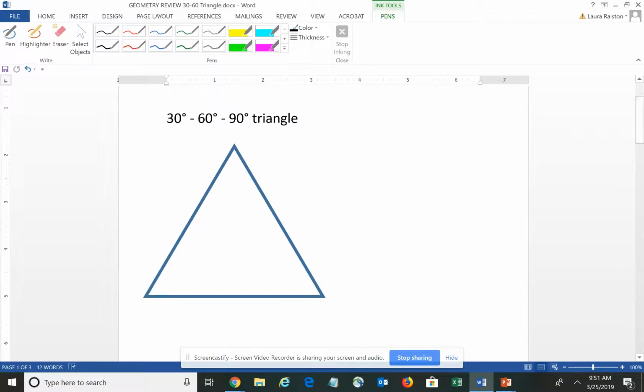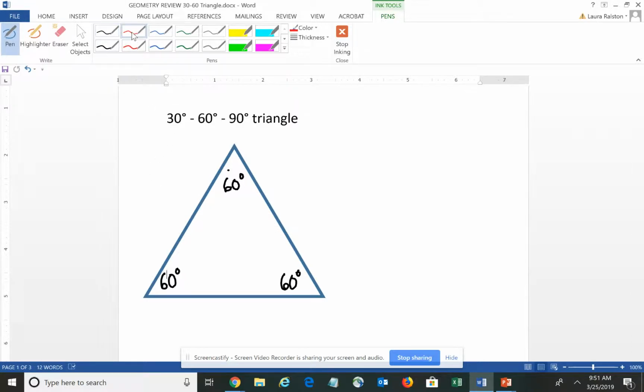So we begin with what's called an equilateral triangle. And one of the things we know about an equilateral triangle is that all three sides are the same length, which also means all three angles are the same. So if the angles have to total 180 degrees, 180 divided by 3 would mean that each angle is 60 degrees.